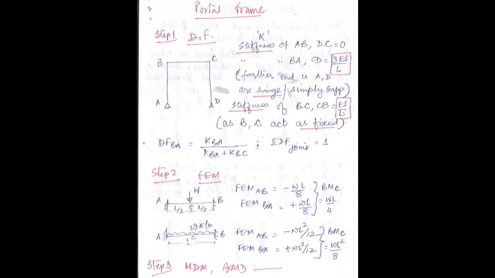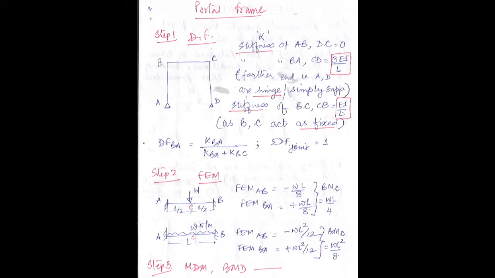Now next, how can we find out the distribution factor for BA? Now remember, distribution factor is always found out for a joint. What are the joints over here? Joint is B, joint is C. So for a joint, we can find out the distribution factor. So distribution factor BA will be the stiffness of BA divided by the summation of the stiffness of the members which are contributing towards the joint.